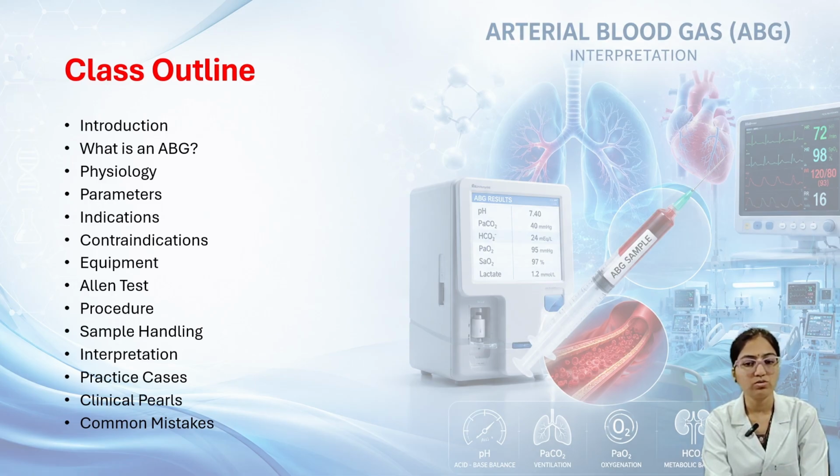Here we are going to discuss the introduction, what is an ABG, physiology, parameters, indications, contraindications, equipment, Allen test, procedure, sample handling, interpretation, practice cases, clinical pulse, and then common mistakes.